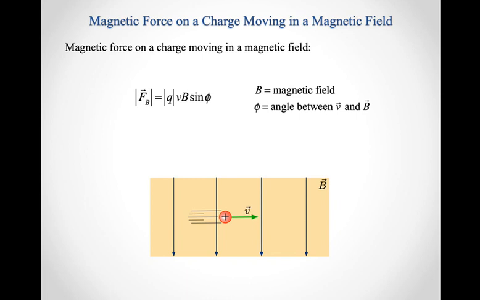I can calculate the magnetic force acting on that charge with this equation. So again, the magnitude of the magnetic force acting on the charge that's moving in the field is going to be equal to the absolute value of the charge times the speed at which it's moving times the strength of the magnetic field times the sine of an angle phi, and in this case that angle is defined to be the angle between the velocity vector of the charge and the magnetic field vector B.